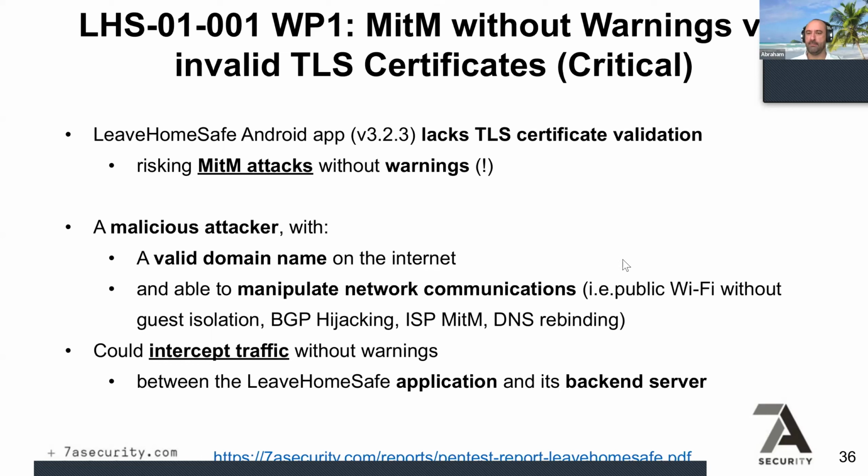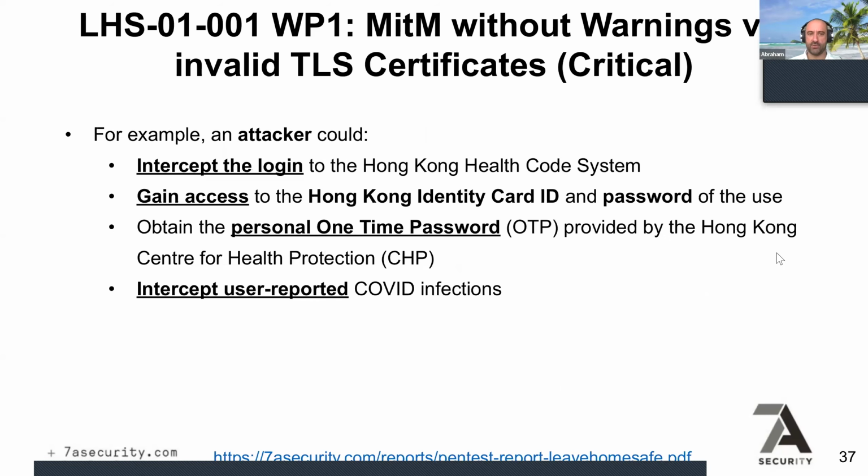You either man in the middle in public Wi-Fi or with DNS rebinding. So these would be the two most common. And then for more high profile adversaries, you could even do BGP hijacking or ISP man in the middle, but this is normally not possible for the average attacker, but DNS rebinding and public Wi-Fi would be easier, right? So let's break down this attack to see how it works, right?